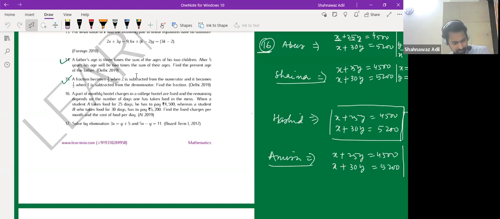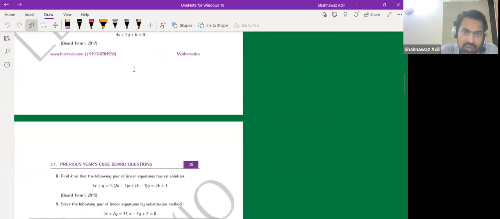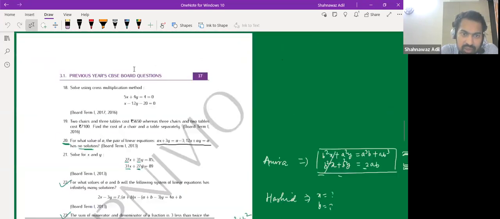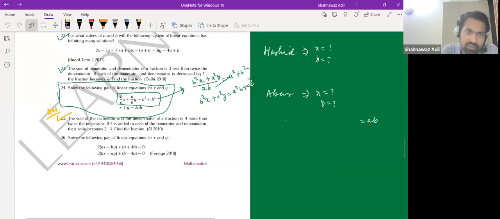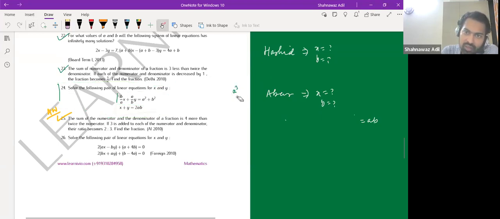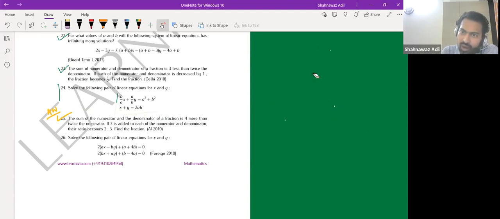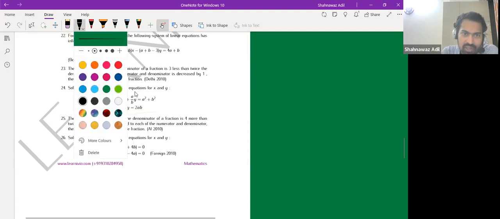Okay. Yeah, so this was the question. This one, right? 24th. Yeah, that one. So how many methods do we know? We only know two methods, right? One is the substitution, other one is the elimination, right?